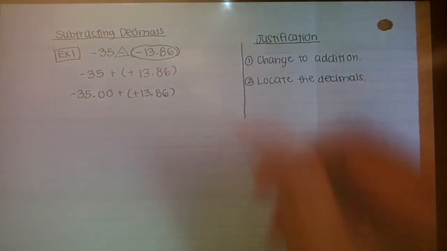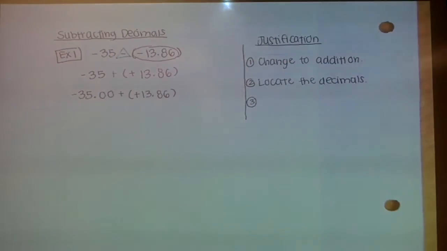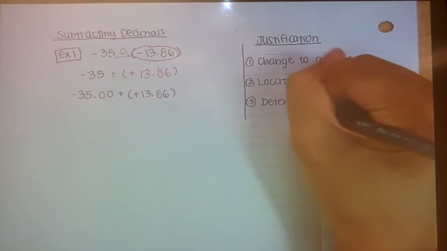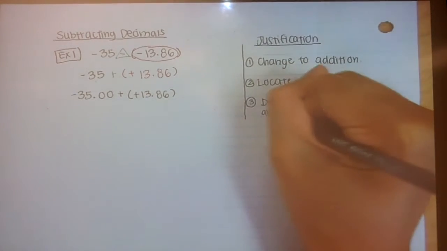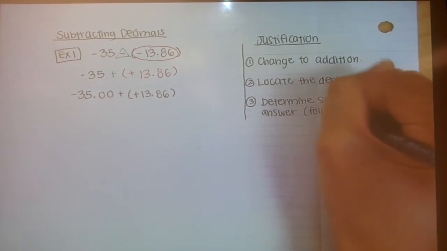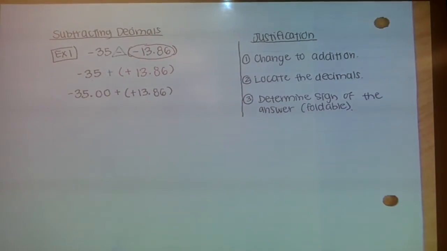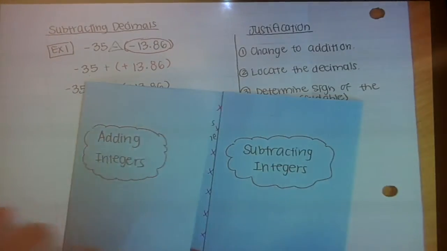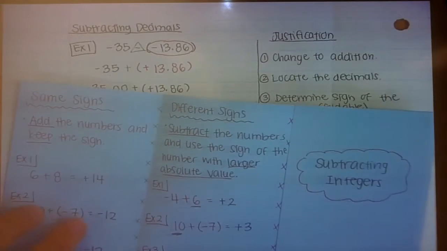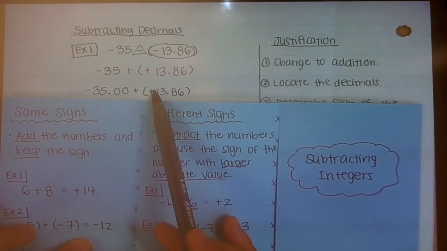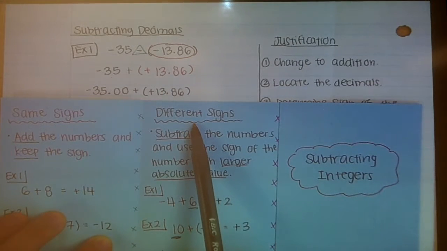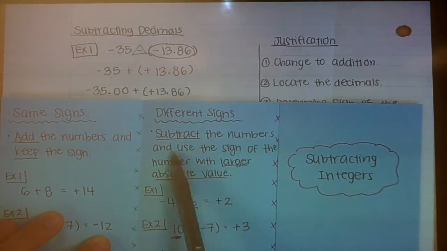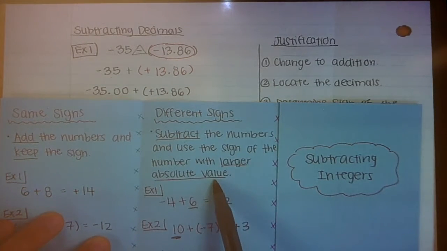Then the third step, I'm going to determine the sign of the answer using my foldable. So I see adding, so I'm going to look in my foldable under adding, and I see a negative 35 and a positive 13.86, so I know I am going to look at the different signs. So if it's different signs, I have to subtract the numbers and use the sign of the number with a larger absolute value.